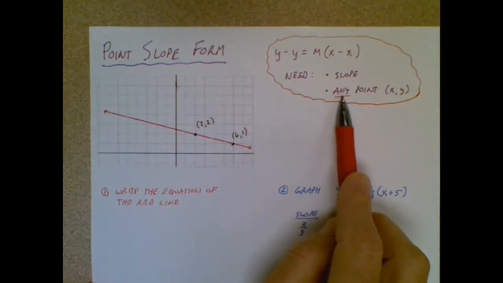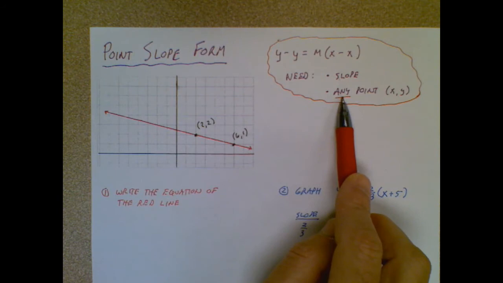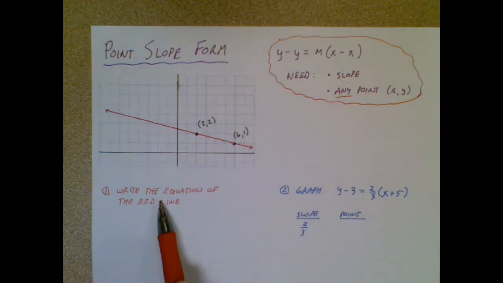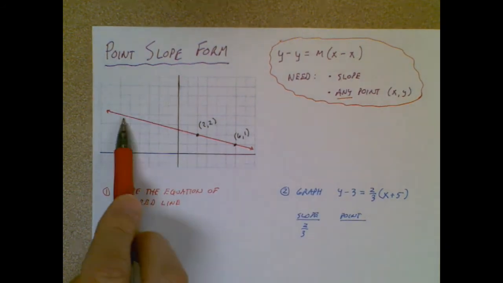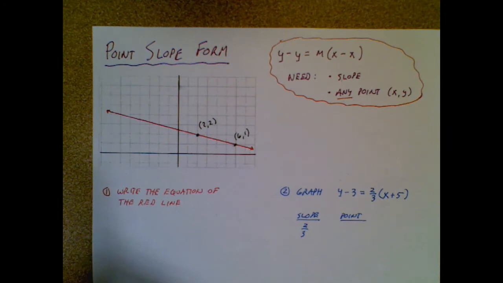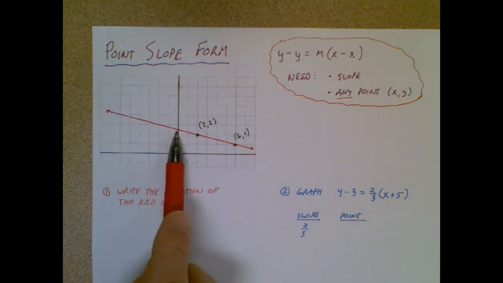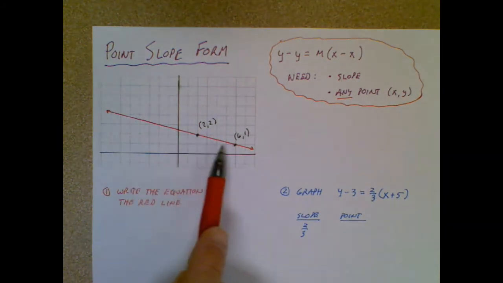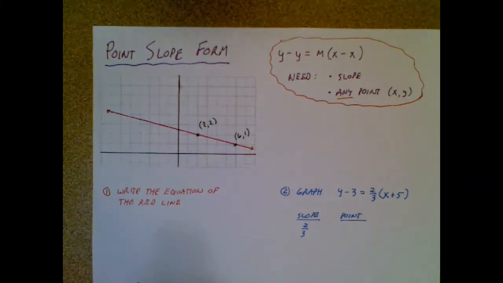So realizing that we can use any point on that line is going to be helpful because in this very first example, we're going to write the equation of that red line, but notice we don't know exactly what that y-intercept is. We could take a good guess, maybe it's 2.5, but I can't be positive. But I can be positive of these two lines.